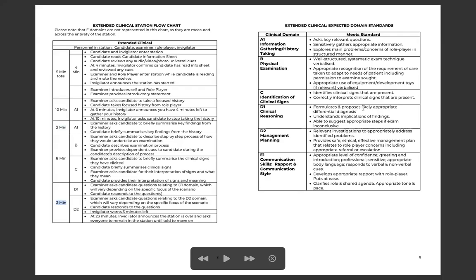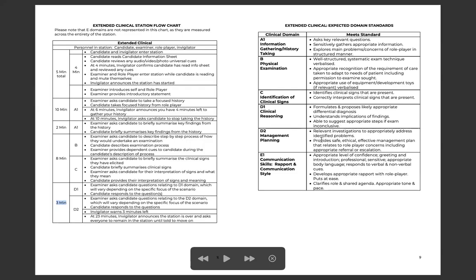D1 is formulates and proposes likely appropriate differential diagnosis. So at the end of 8 minutes, your examination is seen and questioned. Then at the end of 8 minutes, when 3 minutes are left, you will be asked about the differential diagnosis. Understand the implications of the findings, able to suggest appropriate steps if exam is inconclusive. So you will give the differential diagnosis and you will give reasoning for why you want to give this as your top differential diagnosis. And also if you want to do anything else to prove your diagnosis.